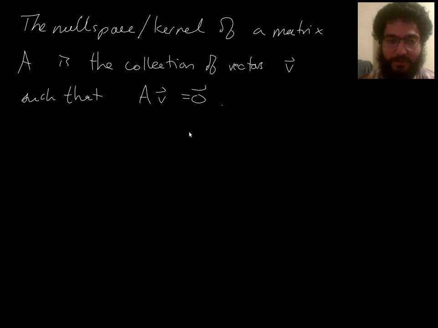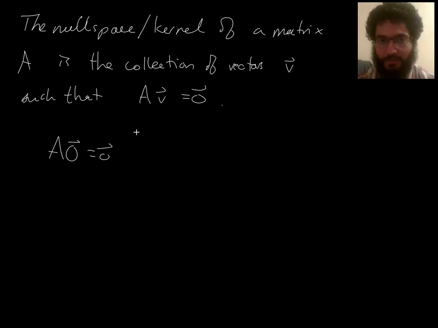Okay, but let's be a little bit less vague about that. It's the collection of vectors that get killed. We always know that 0 gets killed. So the null space of a matrix is never the empty set. It always contains at least 0. The question often is, are there any others? If the null space contains only 0, then we say it's trivial. And if there are other non-zero vectors in the null space, then we say it's non-trivial.